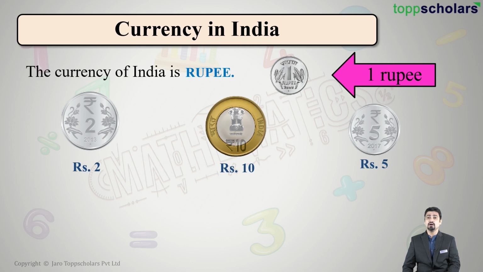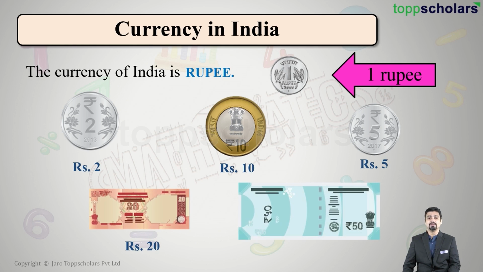Students, let me tell you, earlier there was no coin of 10 rupee. We had 10 rupee note only. However, now we also have a coin of 10 rupee which looks like this. We also have notes which are maybe of 20 rupees also, and there are notes of 50 rupees also. We have notes of higher denomination as well. There are 100 rupee notes, there is 500 rupee notes and so on. Currently, the highest denomination note is of rupees 2000, right?